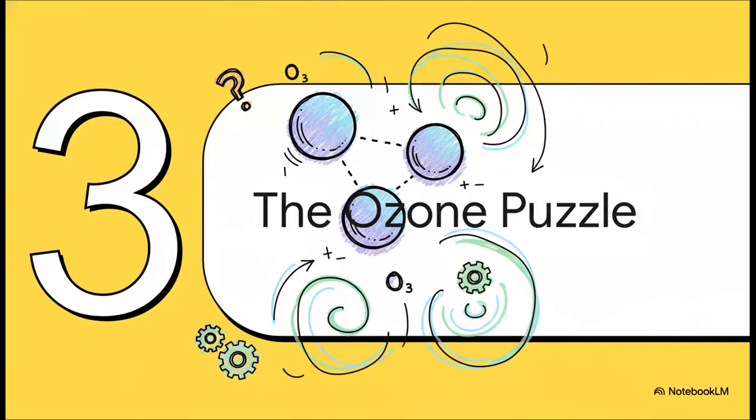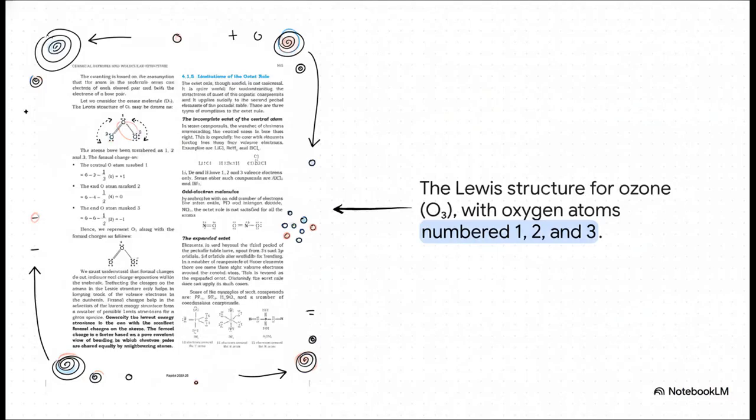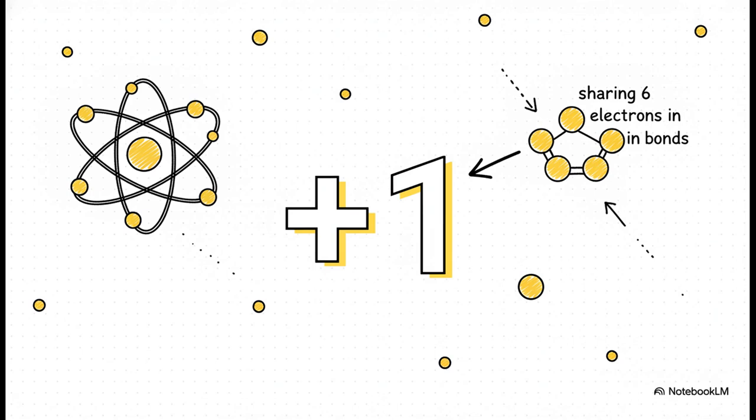Okay, theory is great, but let's actually put this tool to the test with a real molecule you've definitely heard of, ozone, also known as O3. So here we have a pretty standard way to draw a Lewis structure for ozone. You'll notice we've numbered the 3 oxygen atoms just to make our lives a little easier. So let's get to it and calculate the formal charge on each one. Let's start with that central oxygen, atom number 1. A normal oxygen atom has 6 valence electrons. In our drawing here, it has 2 non-bonding electrons, and it's sharing 6 electrons in bonds. So we take 6 minus 2 minus half of 6, which gives us a formal charge of +1.